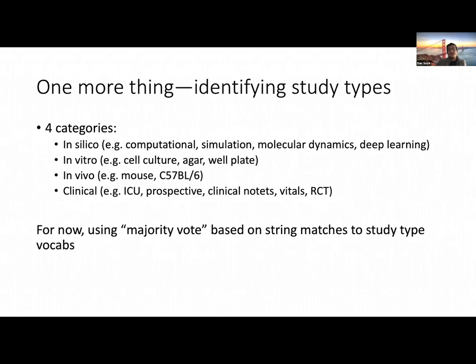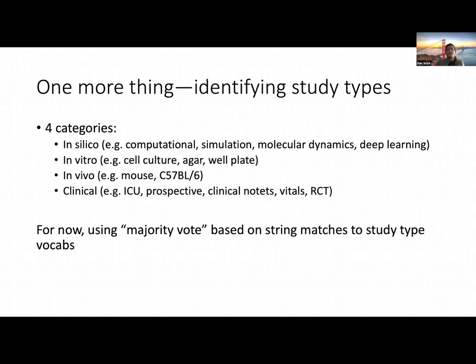One more thing we were interested in was identifying the study type specifically. There are a few categories we're interested in: in silico studies, a computational, simulation-based study; in vitro studies, which means cell culture was used; in vivo, meaning an animal model; or clinical studies broadly, so actually somebody is using this drug as a treatment within a hospital setting.